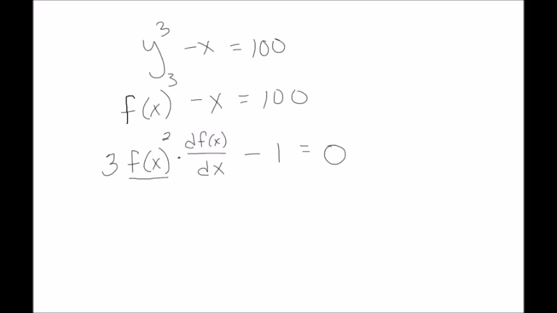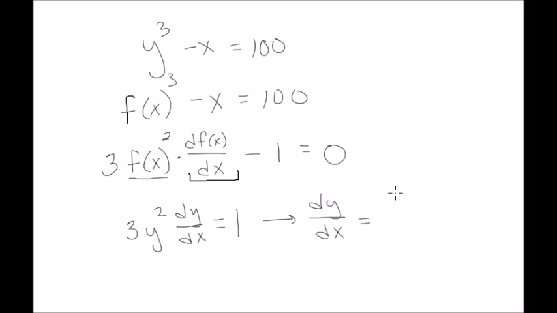I'm now going to solve for the derivative dy dx, which is the thing in the end that I'm trying to find. So I move the 1 to the other side. I'll go ahead and switch back to speaking in terms of y. So this is dy dx equals 1. I'm now going to get the dy dx by itself. I get that dy dx is equal to 1 over 3y squared. And that's my final solution.